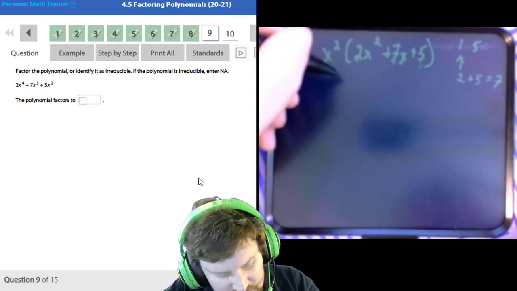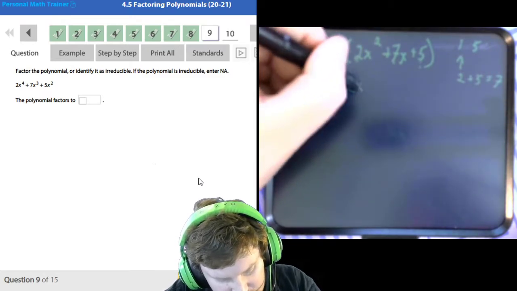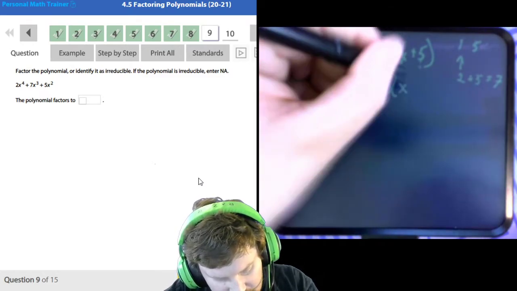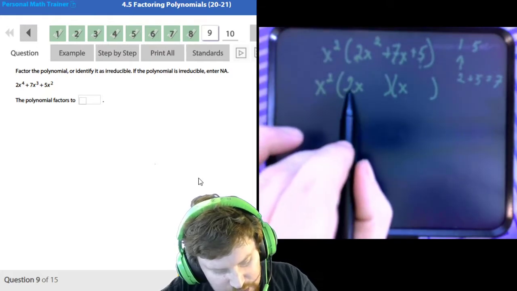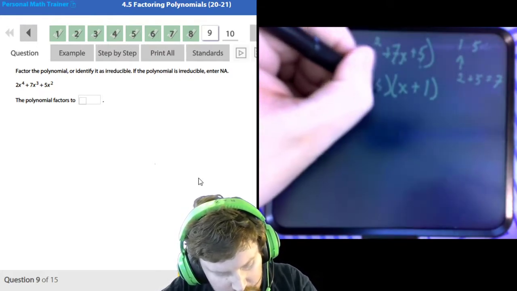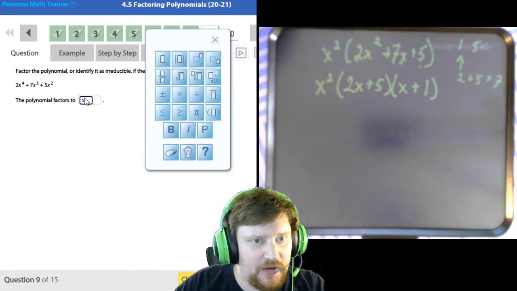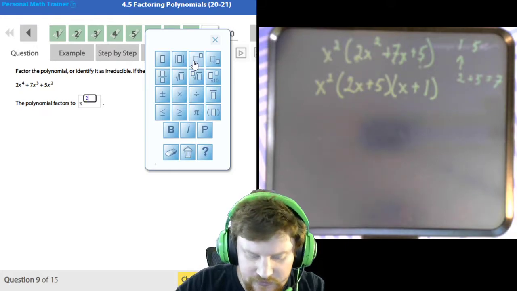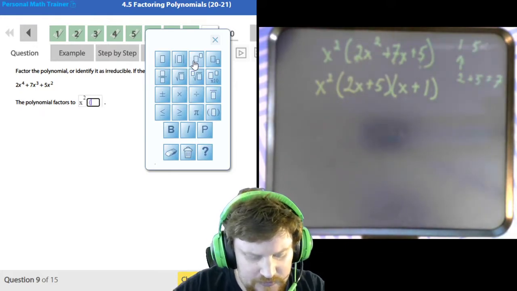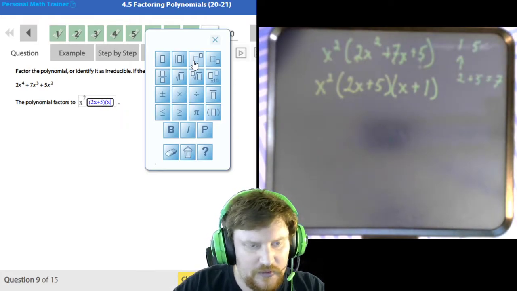So as we factor this, we have our x squared on the outside, we have our 2x, we have our x, and then we need the 2x to multiply by 1. So that's what we have. X squared was the first thing we factored out. Then we ended up with 2x plus 5, x plus 1.